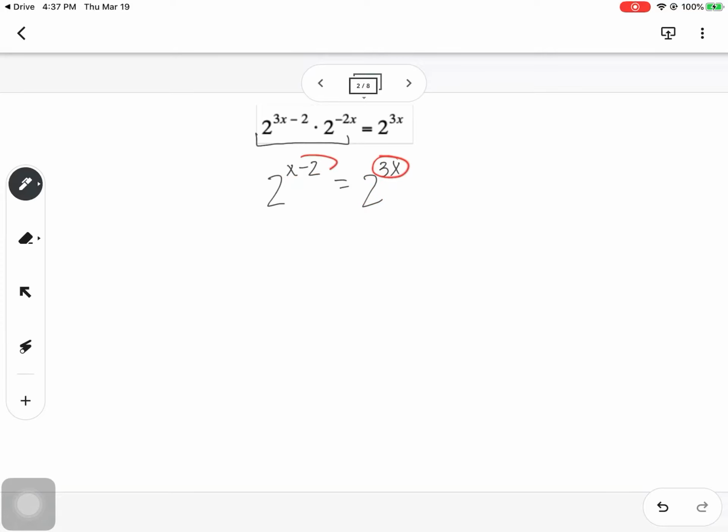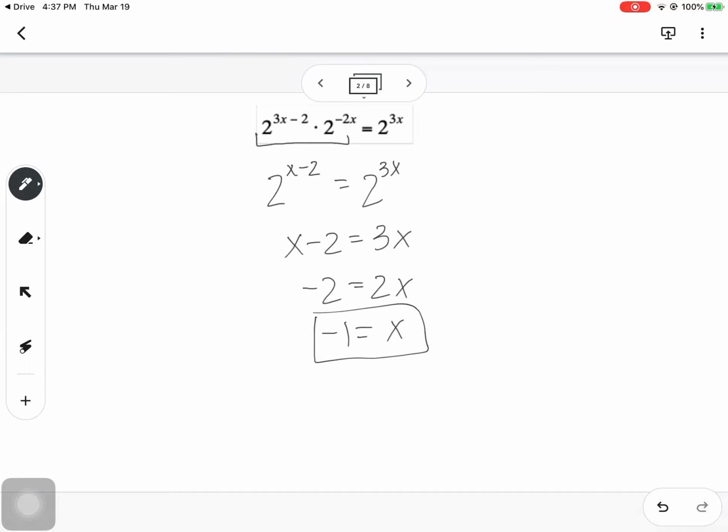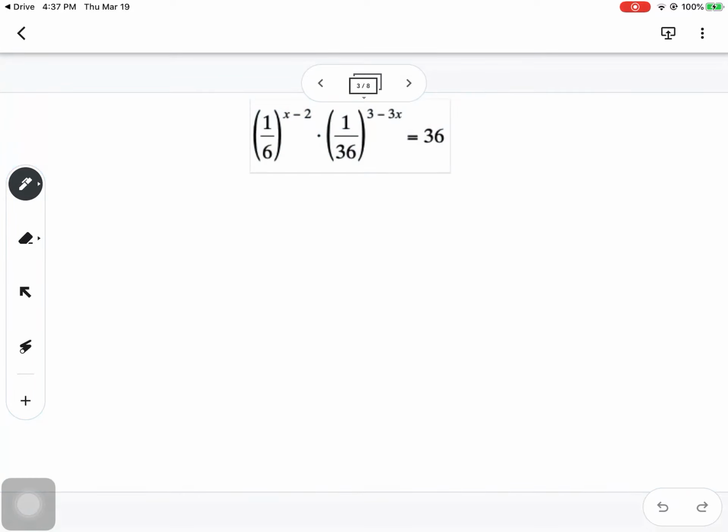What we said then, if you had 2 to a power equals 2 to a power, those powers had to be equal. So I'm going to do x minus 2 equals 3x and go ahead and solve that. With our exponential equations, you don't have to check anything. You, again, are always welcome to verify that the equation on both sides gives you the same answer, but you are not required to check.